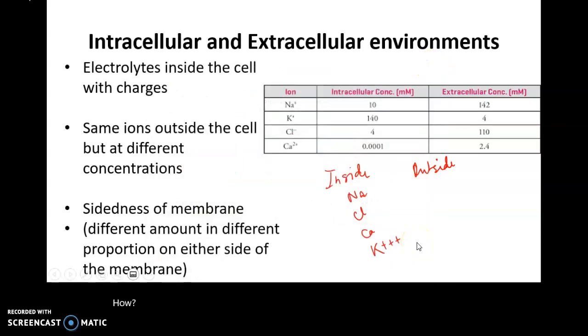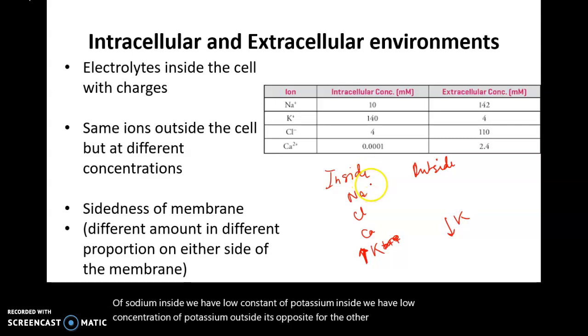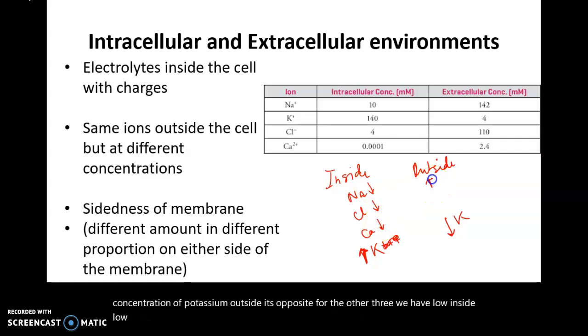Okay. We have a lot of potassium inside the cell. Let's erase this. We have high concentration of sodium outside, and we have low concentration of potassium outside. It's opposite for the other three. We have low inside, low inside, low inside, high outside, high outside, high outside for sodium, chloride, and calcium.